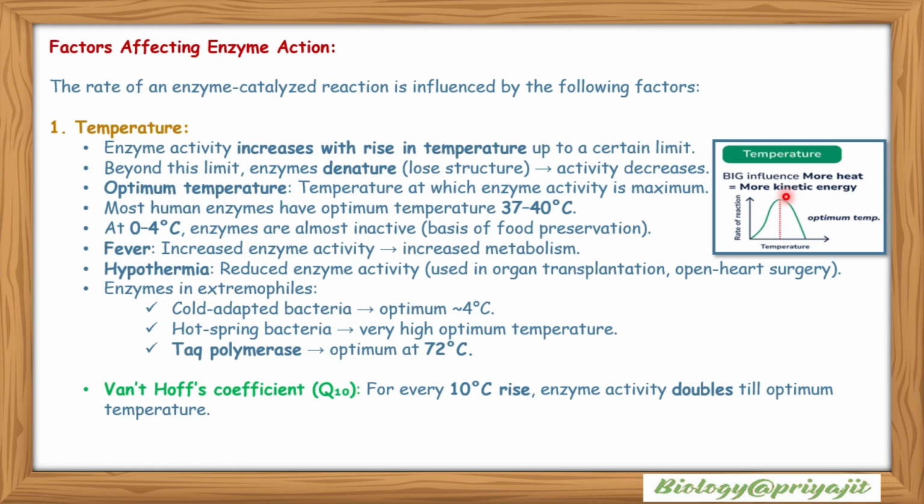Cold adapted bacteria have an optimum temperature of nearly about 4 degrees Celsius, but Taq polymerase acts optimally at 42 degrees Celsius. Now, according to scientist Van 't Hoff, there is a concept, Van 't Hoff's coefficient or Q10. According to this concept, for every 10 degree Celsius rise, enzyme activity doubles till its optimum temperature.